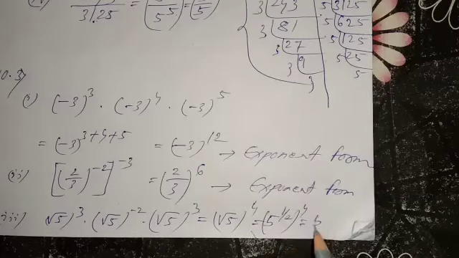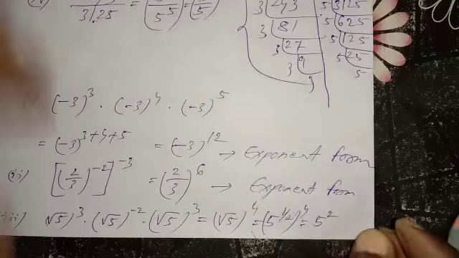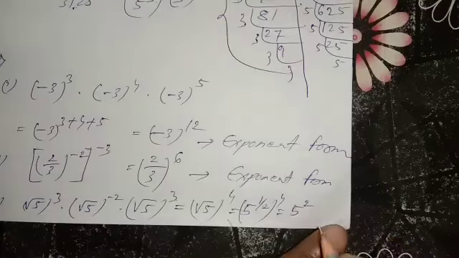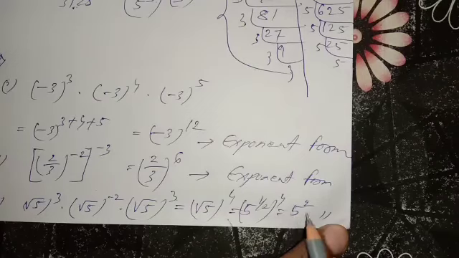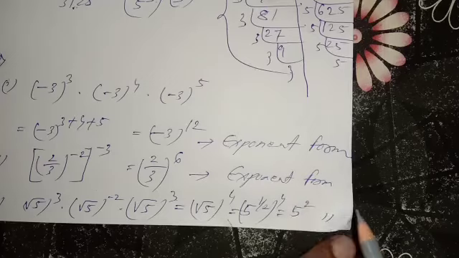That means this should be 5 square. 5 square is the exponent form. Root means the power is 1/2. 1/2 to the power 4 means 2, so 5 square. 5 is the base, 2 is the exponent or power. In this one, number 3 is completed.